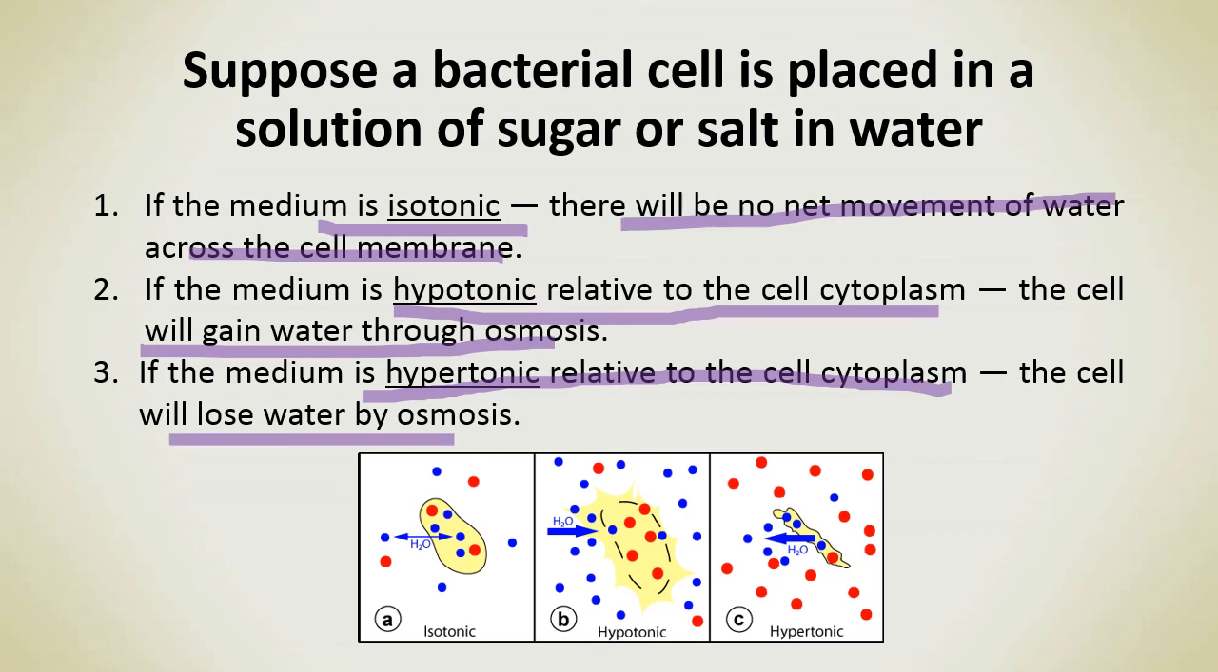Look at this diagram now. If it's an isotonic solution, there's no net movement of water, which means the amount of water going into the cell and coming out of the cell is similar. If it's hypotonic, more water goes into the cell, which makes the cell burst and die. If it's hypertonic, more water is drawn out of the cell, which makes the cell dehydrated and die.